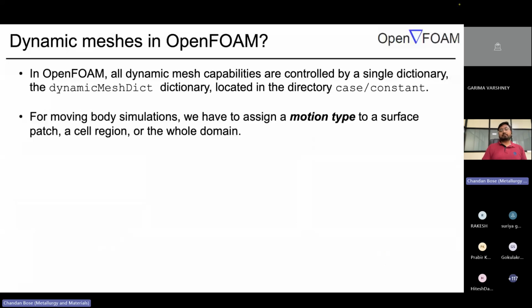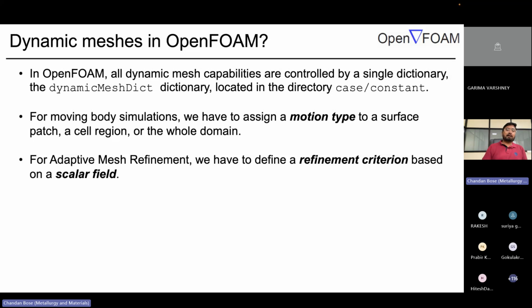So this is the main tip to apply dynamic mesh motion. But in contrast, in adaptive mesh refinement, we need to define a refinement criterion based on a scalar field, as I said. So for the bubble rise example that you have seen in the previous training, this criterion can be assigned differently, but normally we can consider alpha.water to be the scalar field to define this refinement criterion. But there may be other ways to do it also.